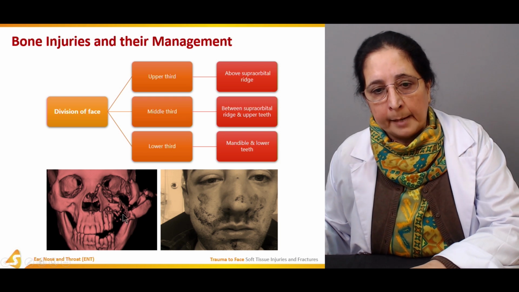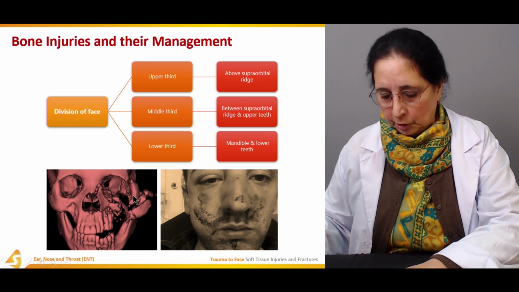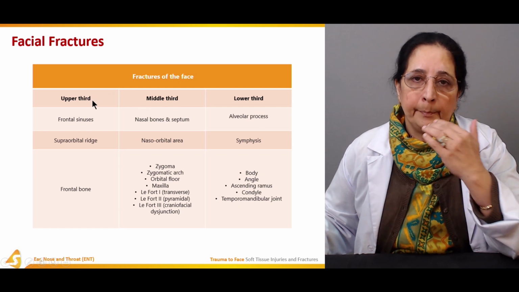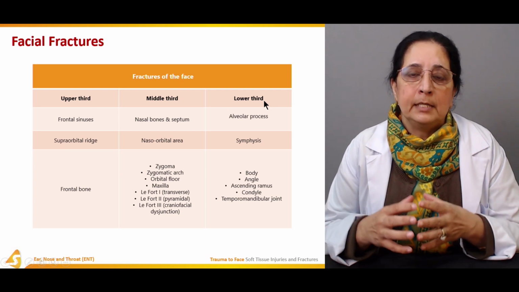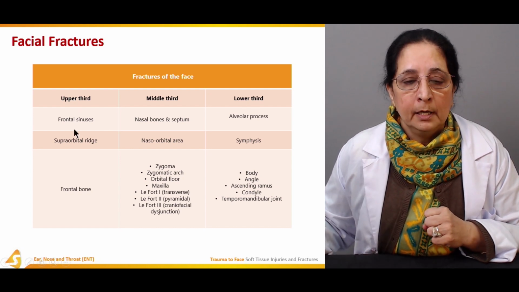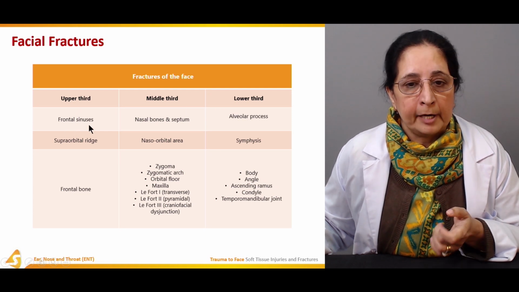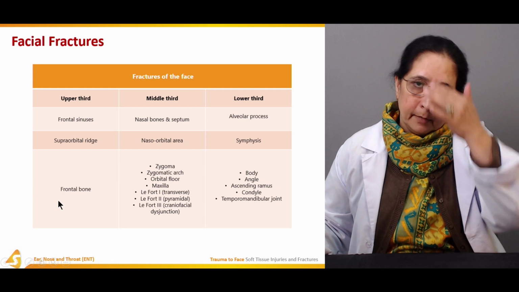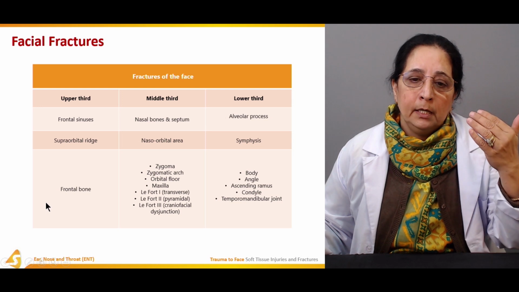You can see the damage and the fractures of the bone with facial trauma and injury. Facial fractures, fractures of the face: we have upper third, middle third and lower third. What are the different fractures that occur in these three parts of the face? In the upper third, frontal sinuses are present. So we have frontal sinus fractures, supraorbital ridge fracture, and frontal bone fracture. The frontal bone is what makes the forehead. So that's the upper third of the face.